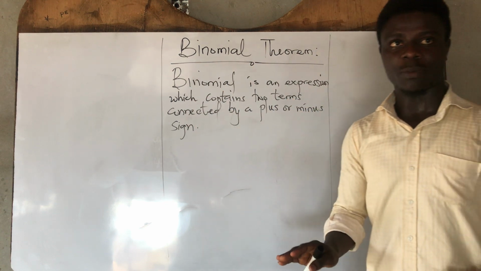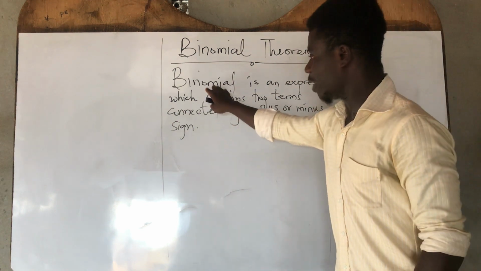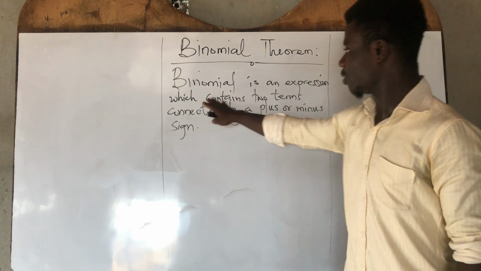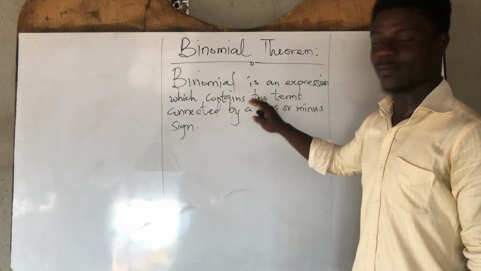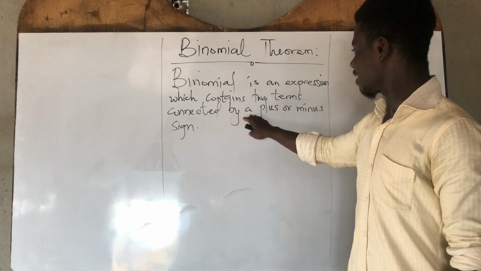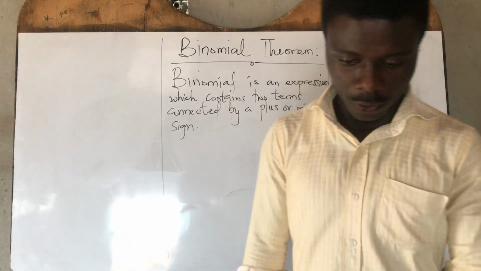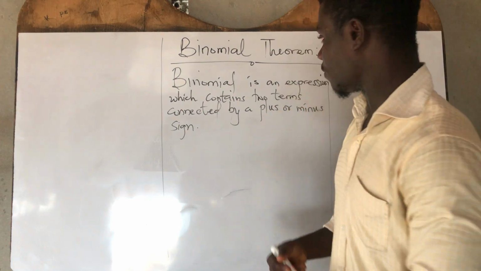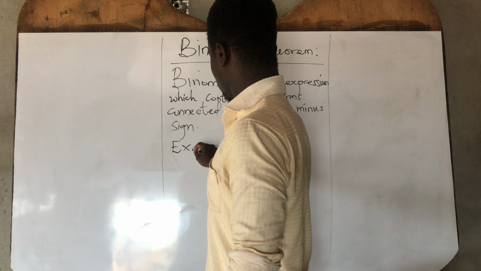Or when you talk of a binomial expansion, you get that. So a binomial is an expression which contains only two terms connected by a plus or minus sign. Alright, so let's see examples of binomials.